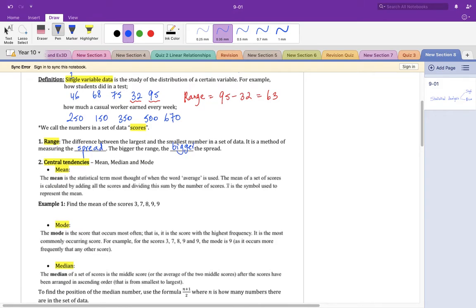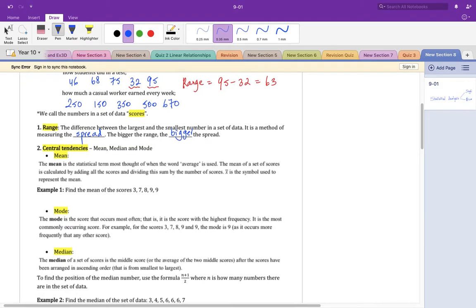Alright, so that's range. And also, I guess it's probably not a bad time to tell you two things. So the largest number we also call a maximum. Maximum stands for the biggest number. And minus the minimum. Minimum means the smallest number. That's equal to the range.